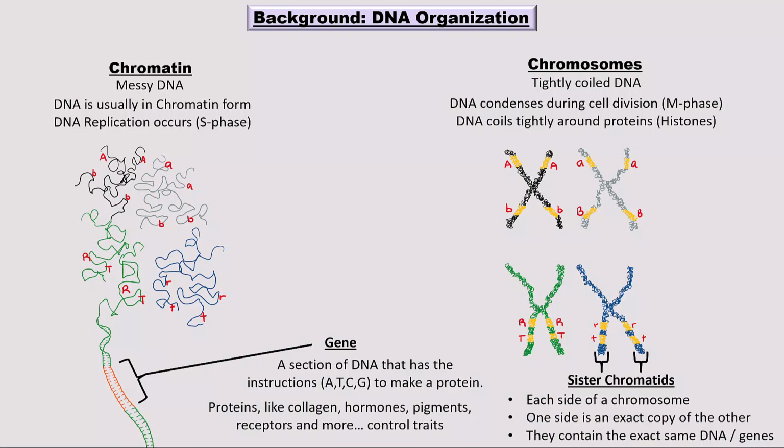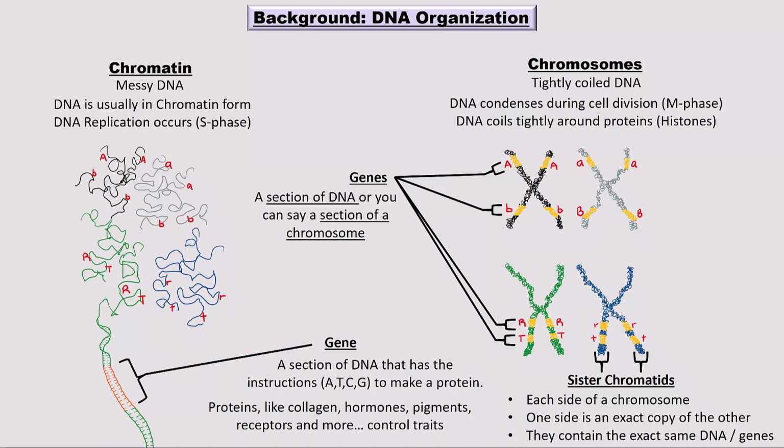Sister chromatids are completely identical. One side is an exact copy of the other. Because remember, replication occurred before the chromosomes formed. And also, on the chromosomes, you see these tiny sections. Those are the same sections we looked at on the left. These sections of DNA, or the sections of a chromosome that control the making of a protein, are called genes. So you can say that it's the same thing. Section of a DNA, section of a chromosome, they both mean gene.